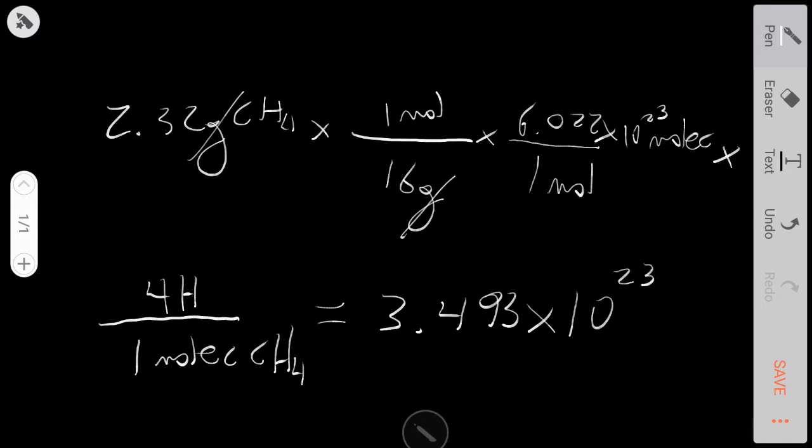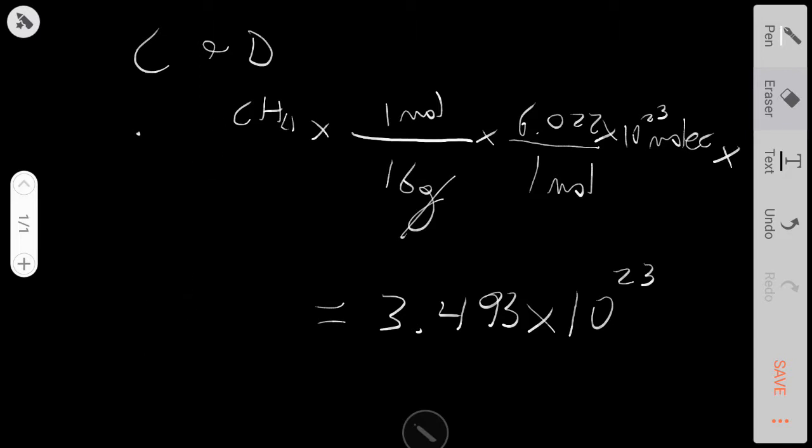In this case, both C and D would be your answer. I meant to put C as times 10 to the 24, but did not. So that's how you do number 2.